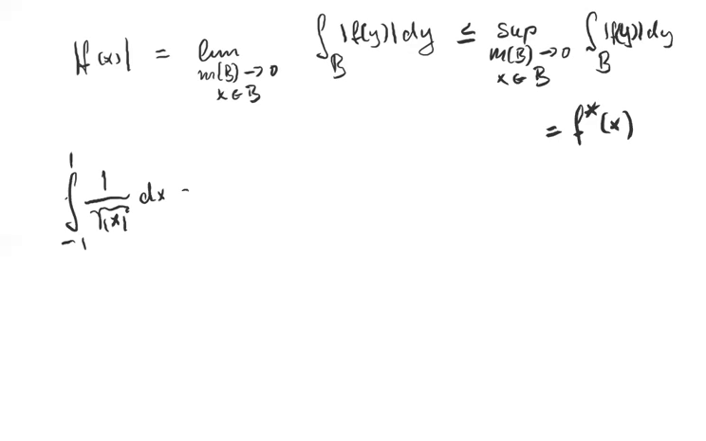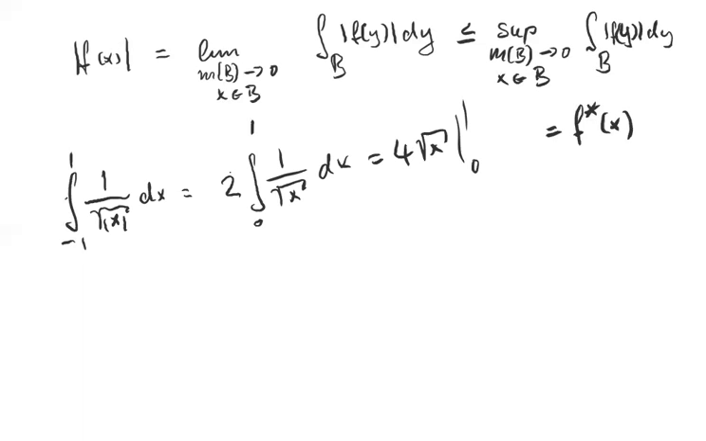The integral of 1 over the square root of the absolute value of x dx is twice the integral from 0 to 1 of 1 over the square root of x dx. And this is 4 times the square root of x between 0 and 1, which is 4. I see. It's integrable. It's very integrable.